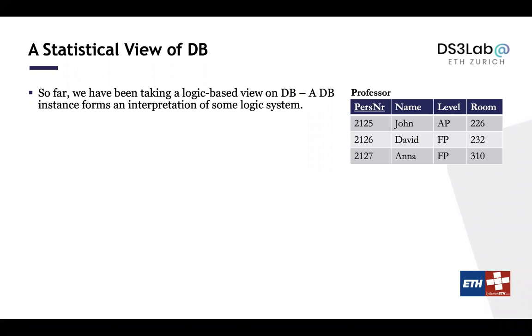But if you look at the professor table, our current view is that this gives us a logical predicate. In this interpretation, only three tuples are going to evaluate to true, and all the other tuples are going to be evaluated to false. Under that interpretation, you give me a query, which is a logical formula, and then I try to answer it. That is essentially our current view of a database.